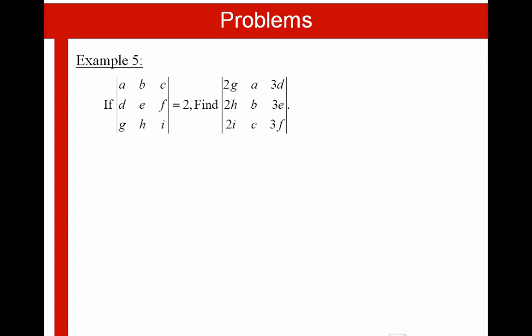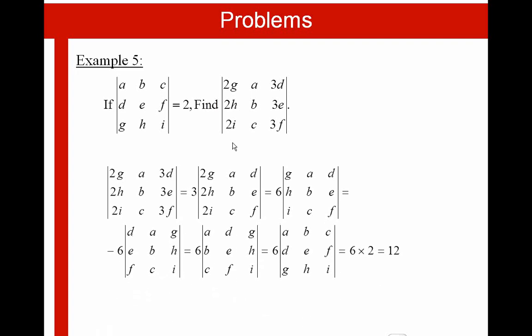Last example in this section, example 5. If the determinant of ABC, DEF, GHI is equal to 2, find the determinant of 2G, A, 3D, 2H, B, 3E, 2I, C, and 3F. The way to solve similar problems like this is to try to relate the matrix on the right to the matrix on the left hand side, since we already know the value of this matrix. Let's break it down and try to bring it back to this.